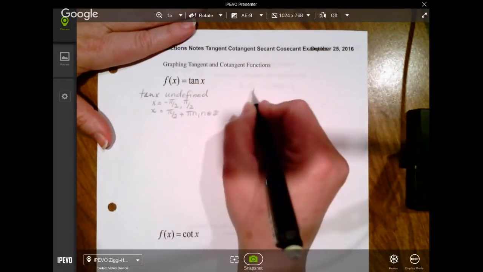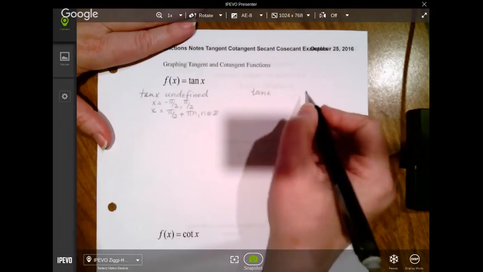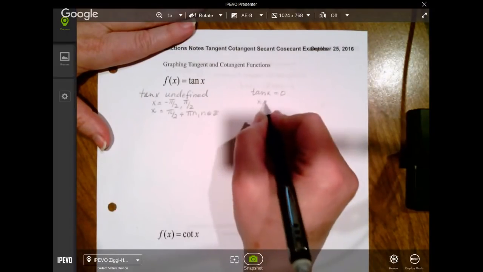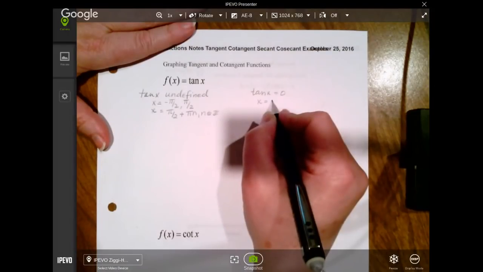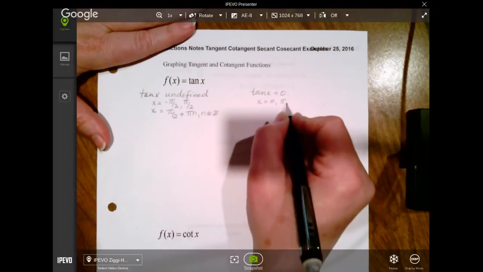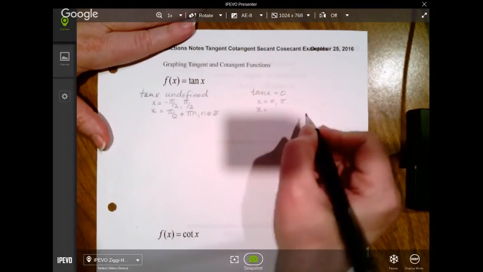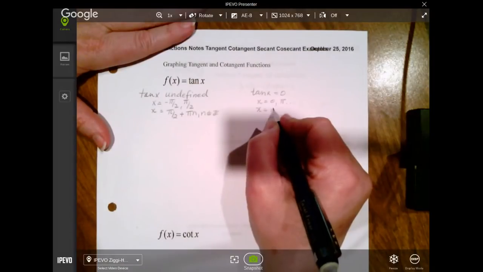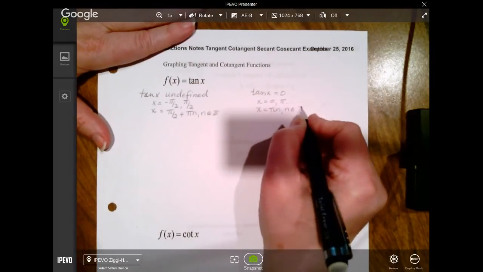And then you found out when the tangent of x was equal to 0, and you found that to be x equals 0, pi, and so on, and we could write it generically as x equals pi n, n an element of the integer set.